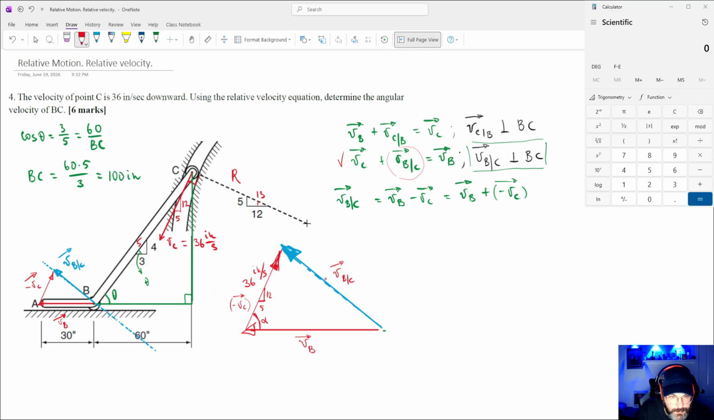Okay, so then B relative to C is perpendicular to link BC. Since link BC has the slope 3, 4, this is going to have inverted slope of 4 and 3, right? And this angle, let's notate it as beta, and let's notate this angle as gamma, right? So it's gamma.